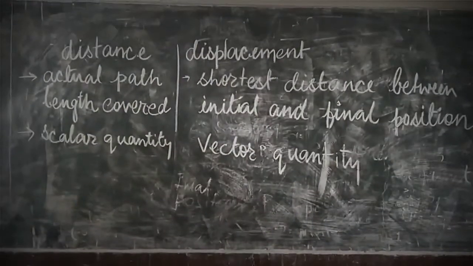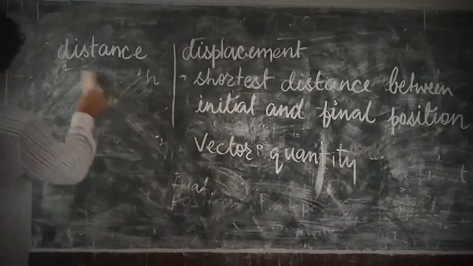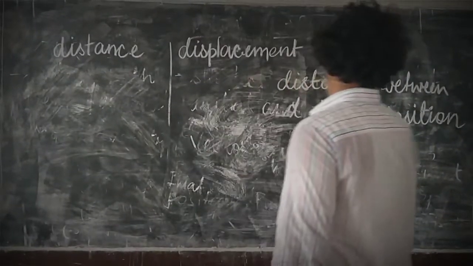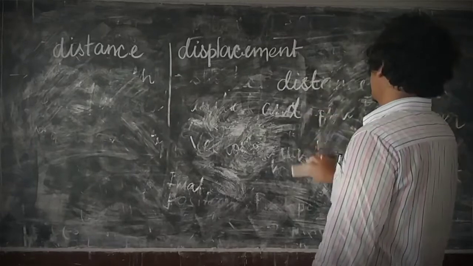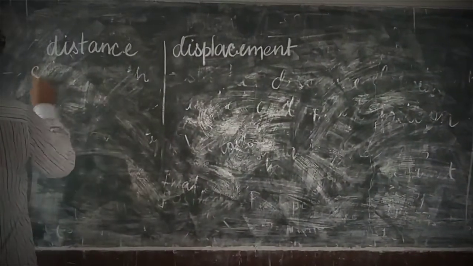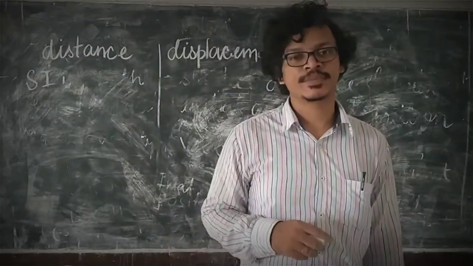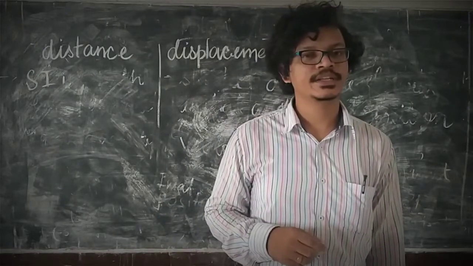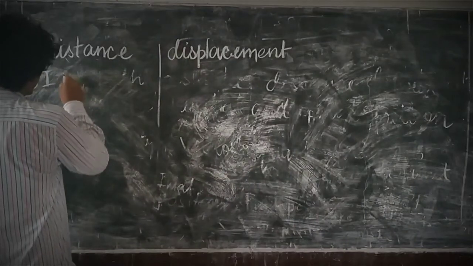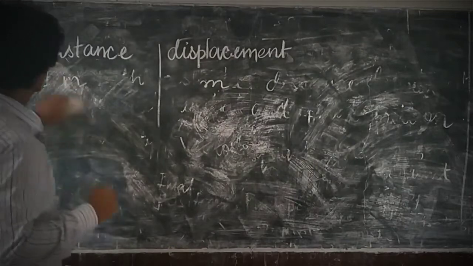Now what is scalar and vector? The unit of both distance and displacement is the same. Both have the same SI unit. The SI unit of distance is meter and the SI unit of displacement is meter. So the SI unit for both is meter. Now I have used the terms scalar and vector.